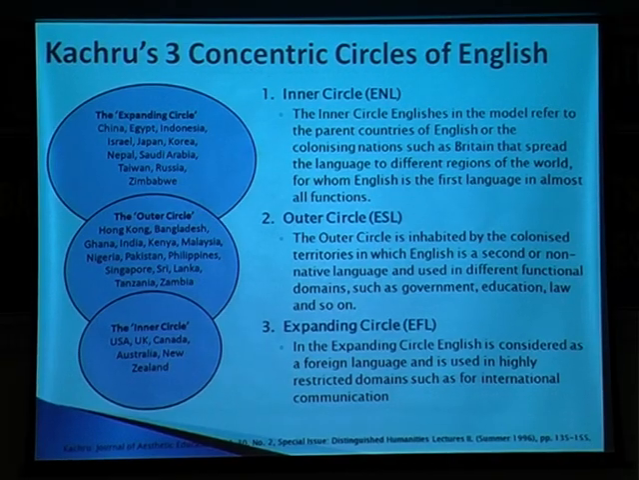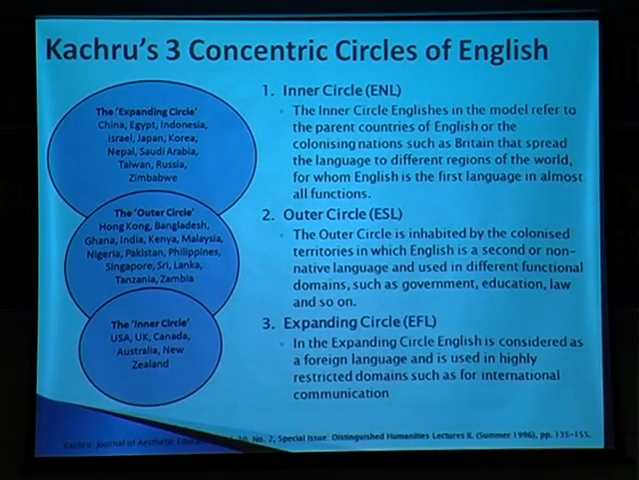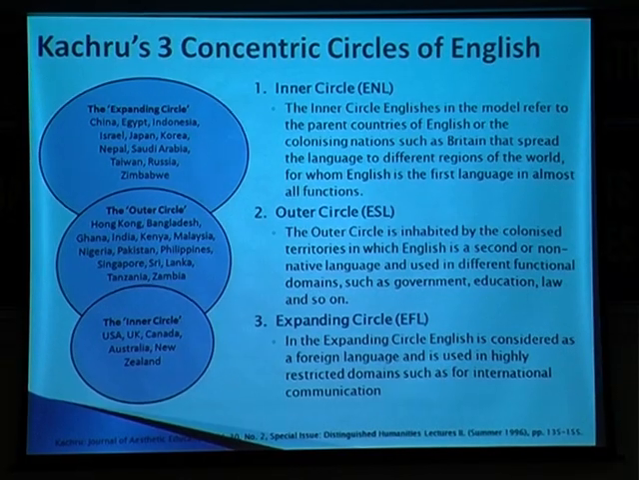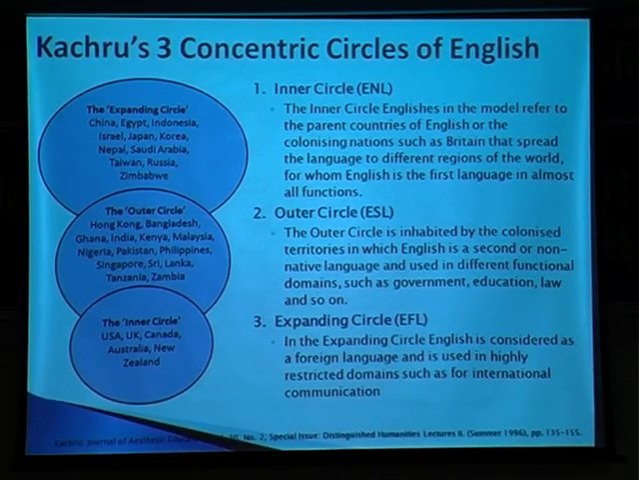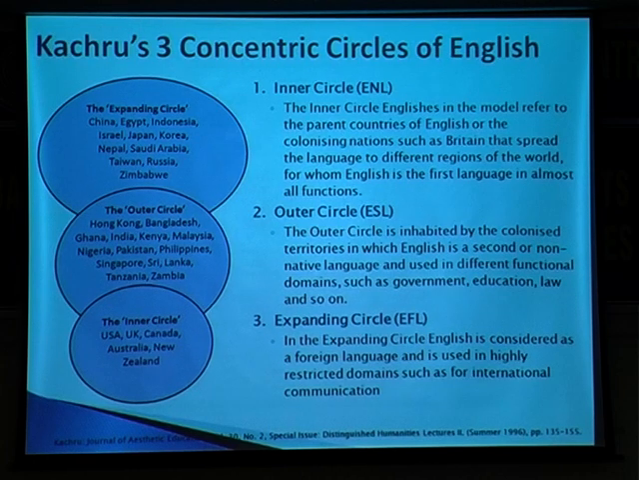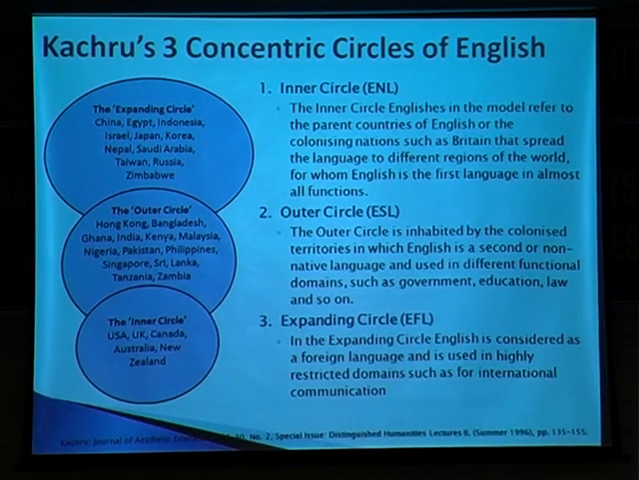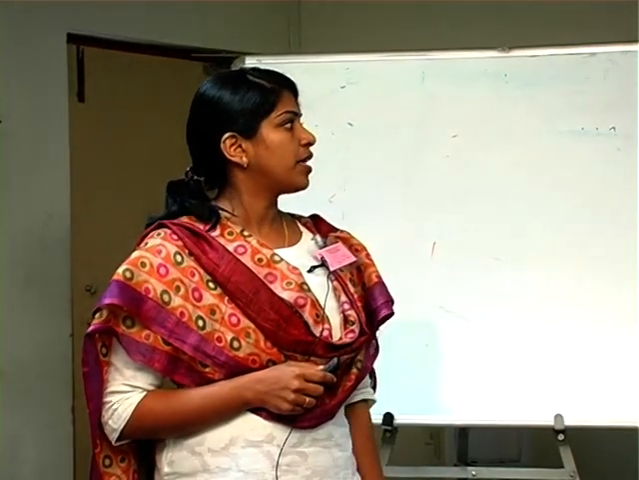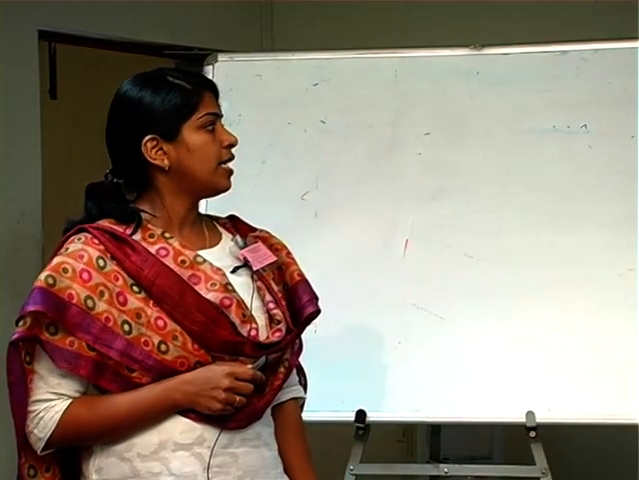So this spread can be better explained using Kachru's three concentric circles. You have already seen that. Okay, so two of the participants have already mentioned this. So just skimming through it. In the first circle we have the inner circle, that is specifically concerned with the native speakers of English, and then there is the outer circle, that is those countries wherein English is used as a second language, and then the expanding circle where English is considered as a foreign language only, and it is used in highly restricted domains such as for international communication only.